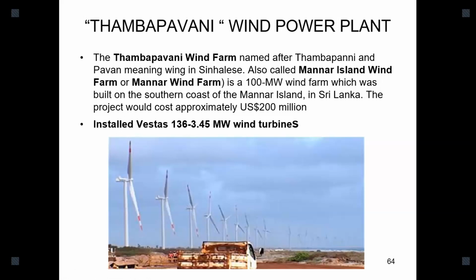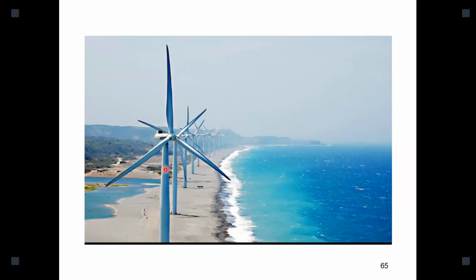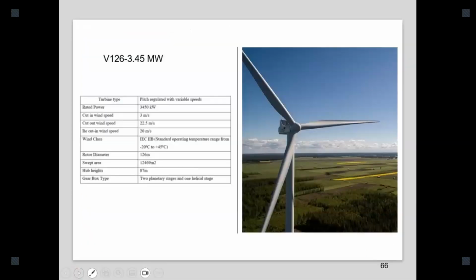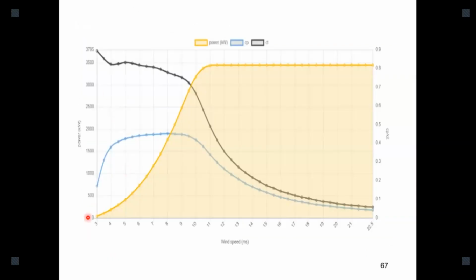Then this is the Mannar Park here. Some pictures from Mannar Park, with a tower height of maybe 87 meters. Those are shown as a case study. You can see this is a Vestas machine. The power curve is there. You can see here the power curve. Observe the power at that point.